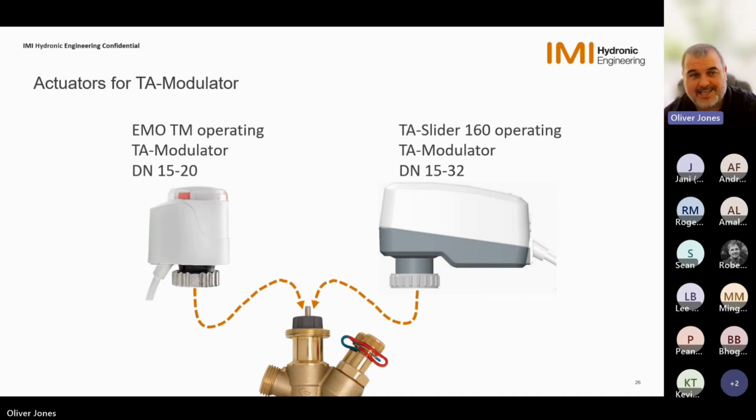So actuators, as I said, we have our IMI TM, which fits, and our TA-Modulator, which fits IMI TM for operating our 15 and 20mm modulators, and then our Slider 160, which actually covers the whole 15 to 32mm range. Once we go past that, we need a slightly bigger actuator, but we'll see those very shortly.